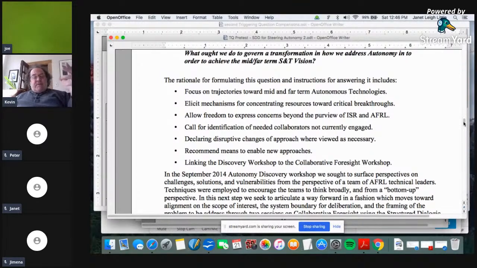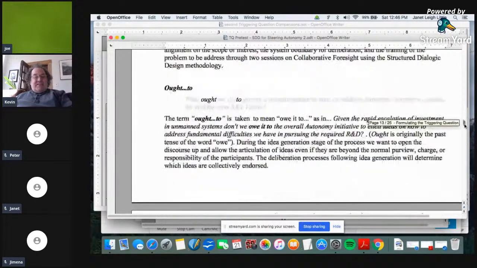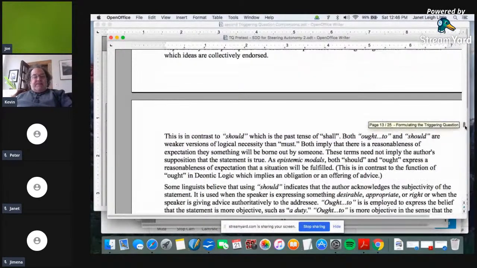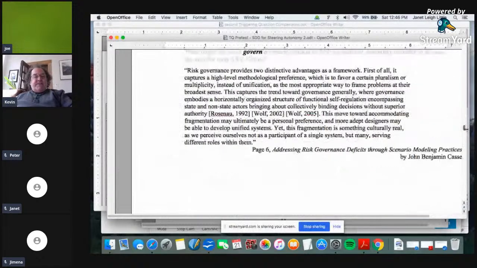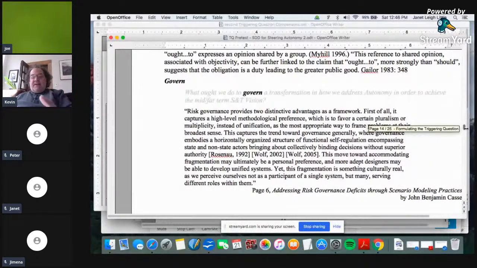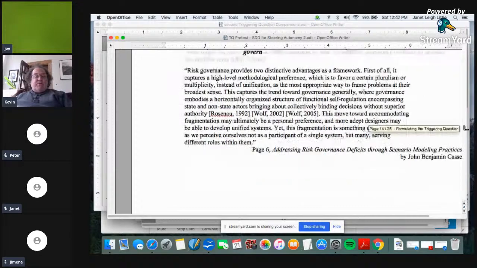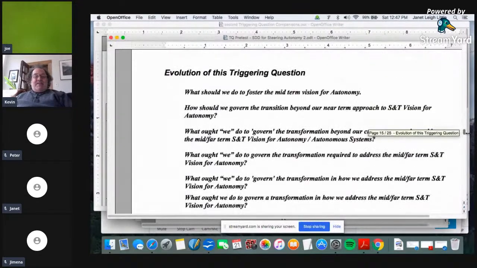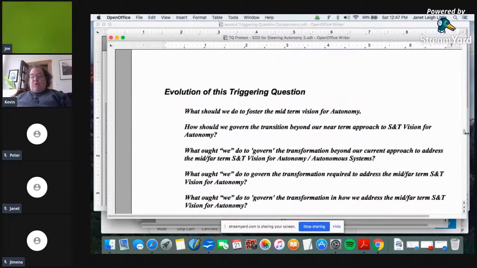This is usually always the case. There are more things you want to build into the triggering question than you can fit in a reasonable sentence, but that's where you start. Here's a little description of why the word ought was used, and this is how detailed these discussions get. Why did we use the word govern? It actually refers to an aspect of risk governance and management that they were referring to within the Air Force at the time. So here's some quick evolution.